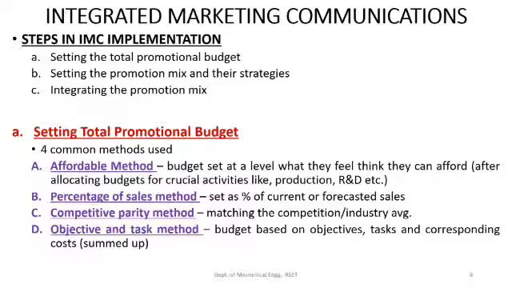In the percentage of sales method, they set the total promotional budget as a percentage of the current or forecasted sales. The third method is a competitive parity method, where you match the competition or the industry average. This is also an easy method. You look at the promotional budgets of your competitors or the industry average budgets that are set aside for promotion, and then you try and meet them.